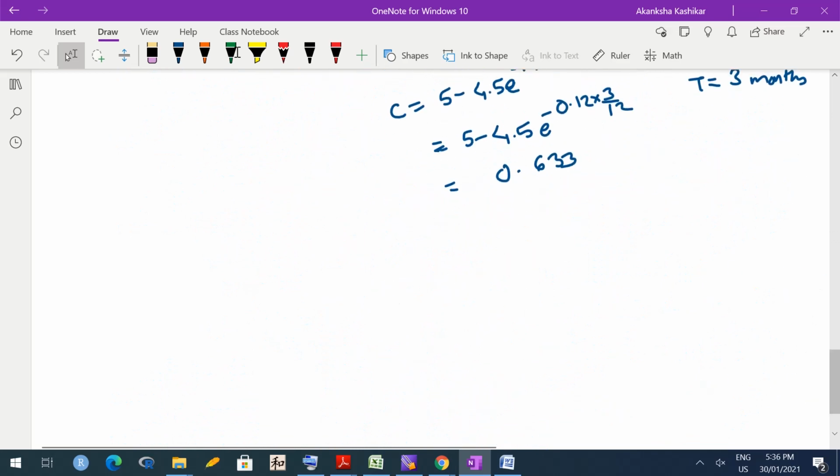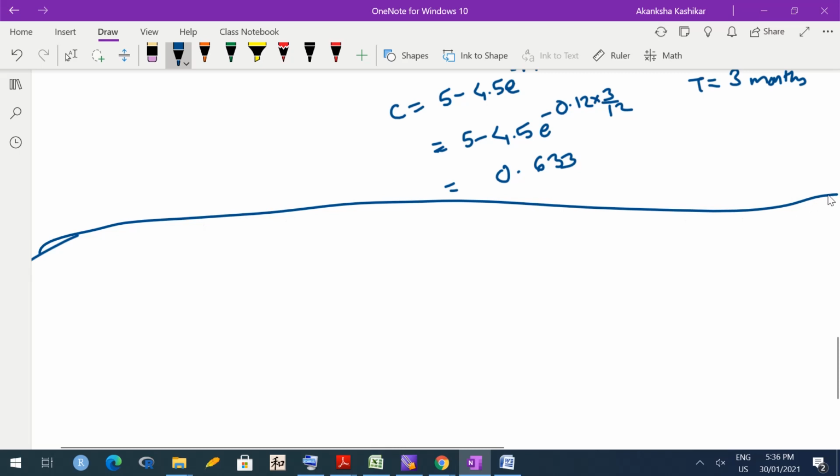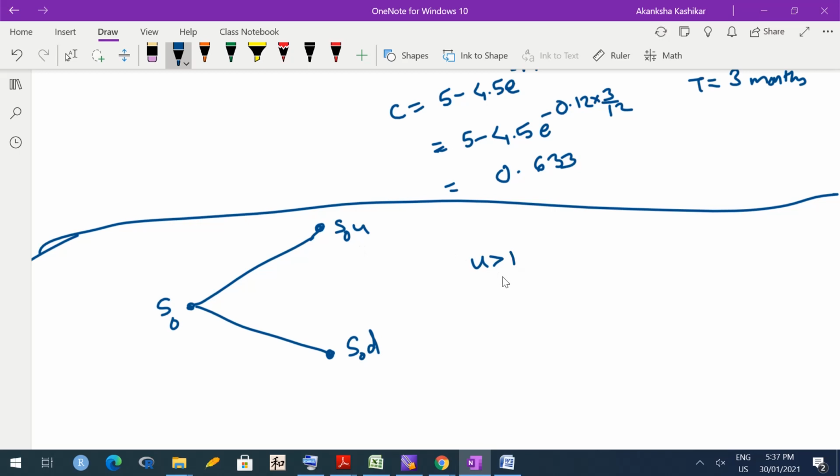So let us now try to derive it using notations. So this was a numerical example. We'll try to do the same thing via notations. So my current share price is S0. The up and down movement, we would denote prices here as S0U and S0D. So U and D are multipliers, they are not subscripts. So U is greater than 1, D is less than 1. And Q, 1 minus Q.